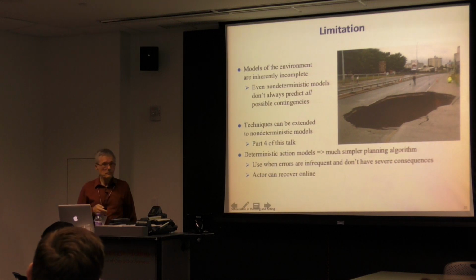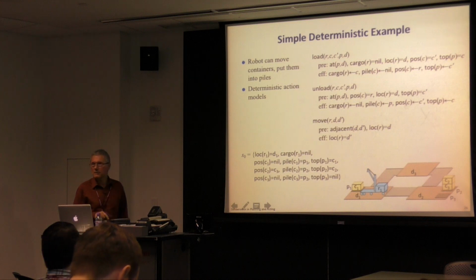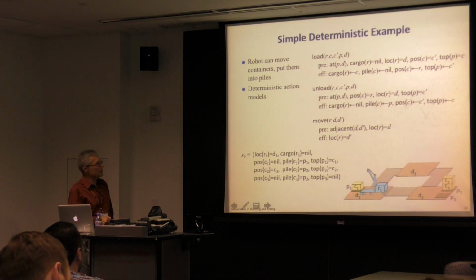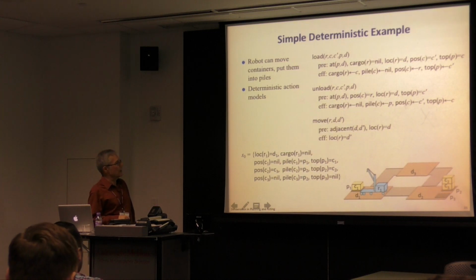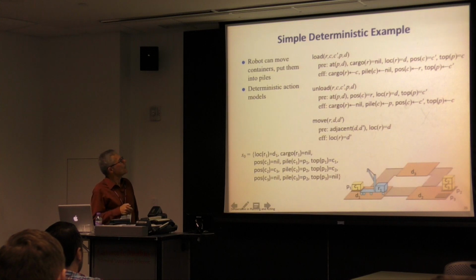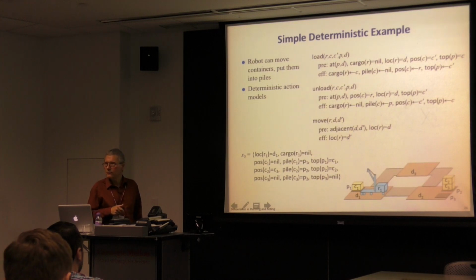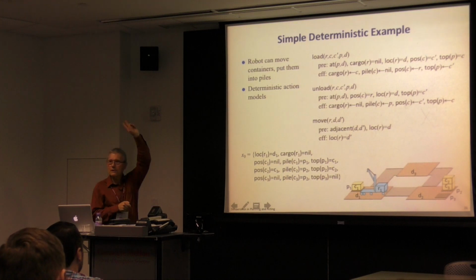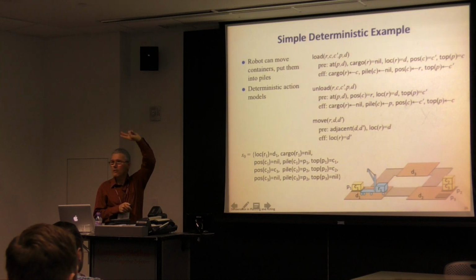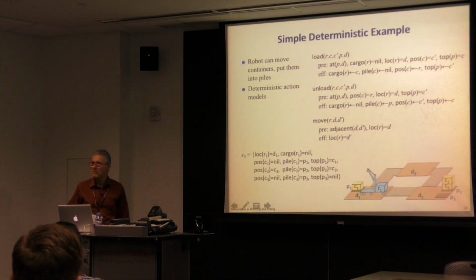Okay? So here's a simple deterministic example. We have a robot that can move among these various loading docks. It can pick up containers, move them to other locations. We have the usual precondition and effects representations of loading something onto the robot, unloading it off of the robot, and moving to a different location. Does anybody want me to go through the details of those? Okay. I'll assume you all know what those look like then.